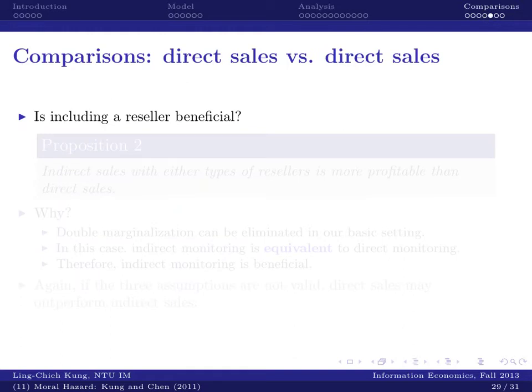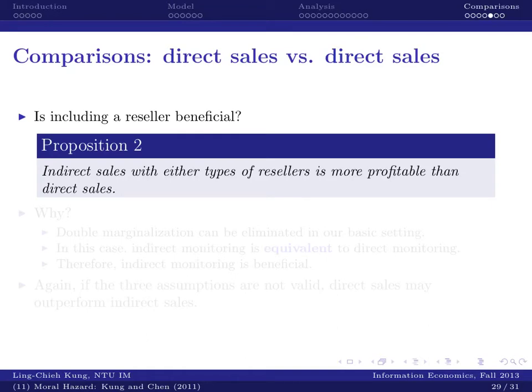So now, the last question is direct sales and indirect. Sorry, this is a typo. This should be indirect sales. Direct versus indirect, or we say direct monitoring versus indirect monitoring. No monitoring, or indirect monitoring. Which one is better? I guess you can already answer this question, because the concern about indirect monitoring is double marginalization. But because we do not have double marginalization, indirect monitoring is equivalent to direct monitoring, and it should be better than no monitoring. So that's true.